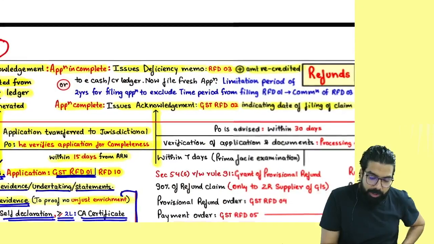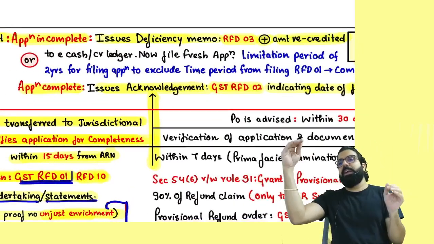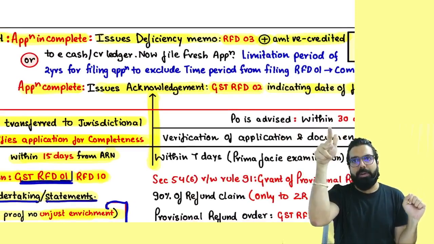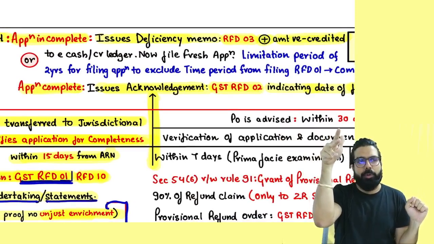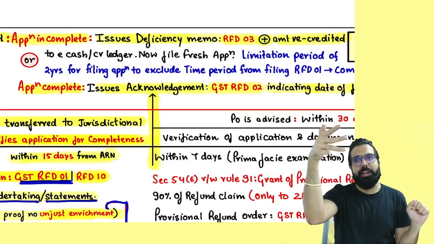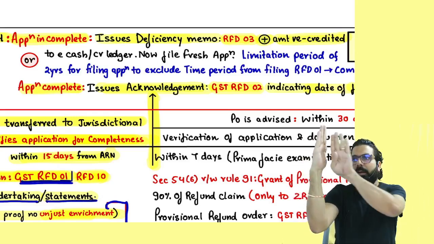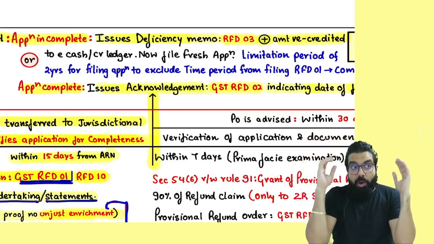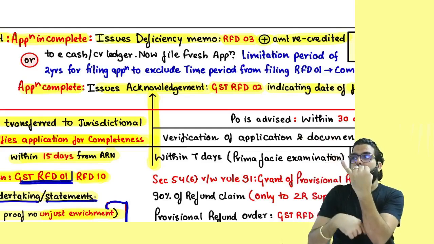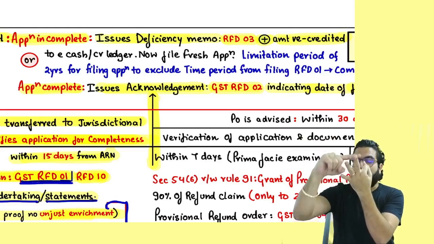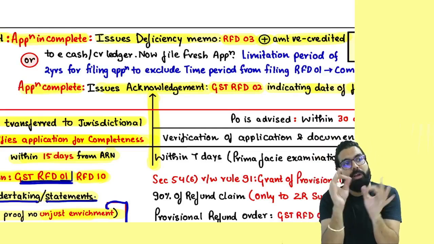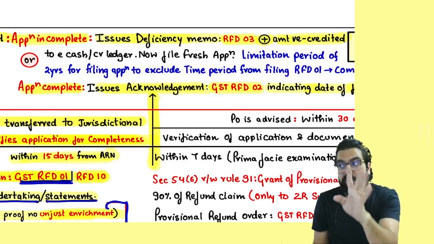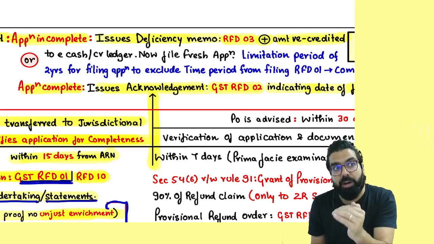Everyone over here now, listen. From the relevant date, within 2 years, I have to give an application along with documentary evidence to prove there is no unjust enrichment. Once I give the documents, the application reference number will be generated. Within the next 15 days, the officer will check whether the application and documents are complete and whether a CA certificate was required. If everything is fine, he will give you an acknowledgement that now we will take it up for processing.